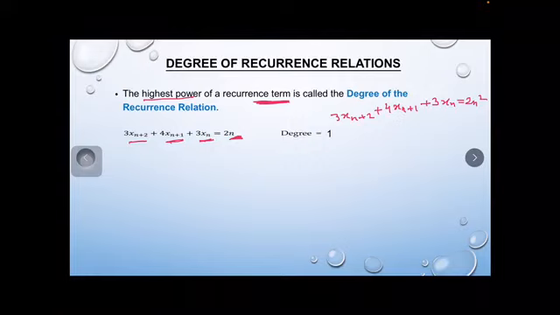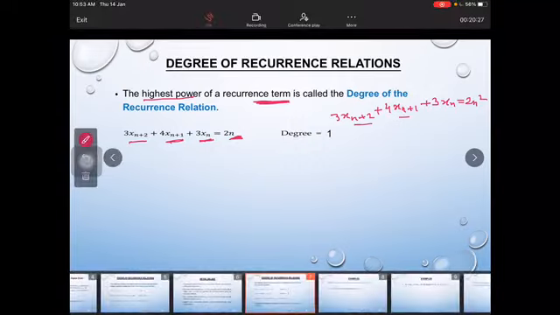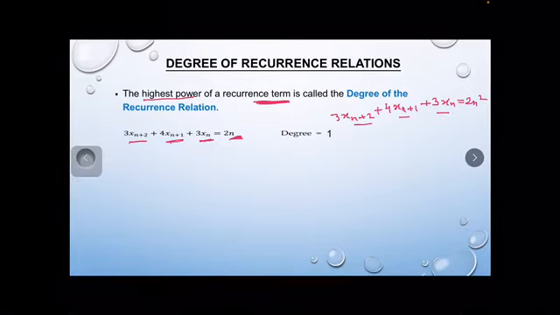Here we have to consider only the recurrence terms, and our recurrence terms are x_{n+2}, x_{n+1} and x_n. So the degree of this recurrence relation is again 1, because 2n² is not a recurrence term. Clear? Now another example: suppose y_{k+2}³ + 2y_{k+1} - y_k is equal to 0. So what's the degree here?